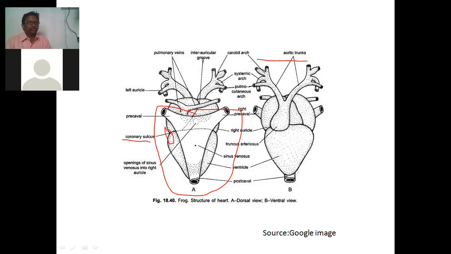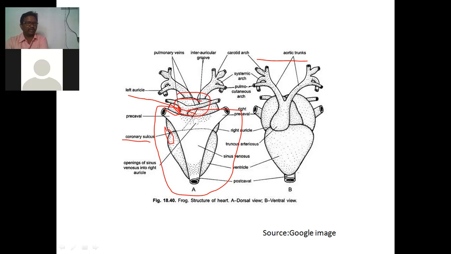Okay, and then this opens into the sinus venosus of the auricle. Because we know that the left auricle is responsible to receive the pure blood, and vice versa, the right auricle is responsible to receive impure blood collected from the body. My dear student, here you can also observe this is the left auricle. These are the pulmonary veins.